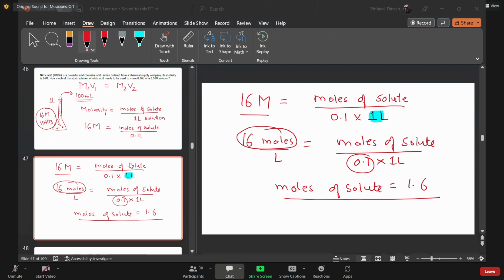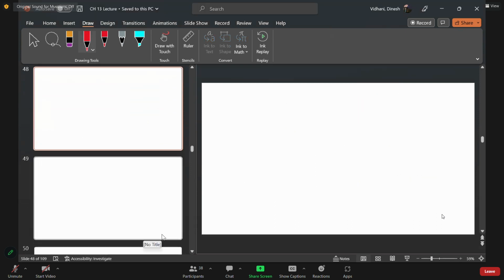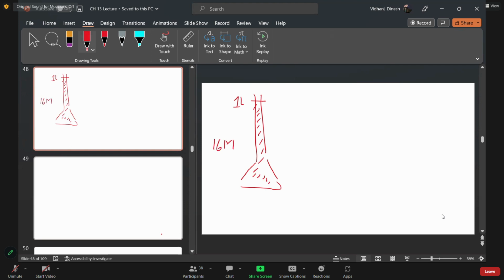So first of all, I'm going to show you in terms of concept, and then we'll be using this formula. Okay, now let me go back to the flask that we had. See guys, I'm bad at drawing. So this has 16 molar solution, and out of 16 molar, I took 100 ml.